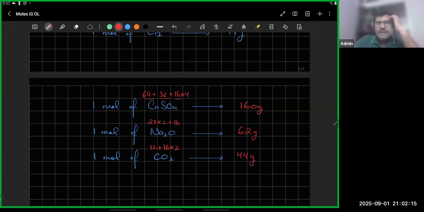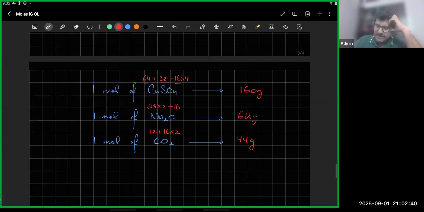So 1 mole of any substance, they're not always going to have the same mass. Exactly like the example of 1 dozen eggs, 1 dozen bananas, they're going to have different masses. 1 dozen apples, they're going to have a different mass. So some substances are heavy, some substances are light. So they all have different masses, but those masses can be calculated using the periodic table.